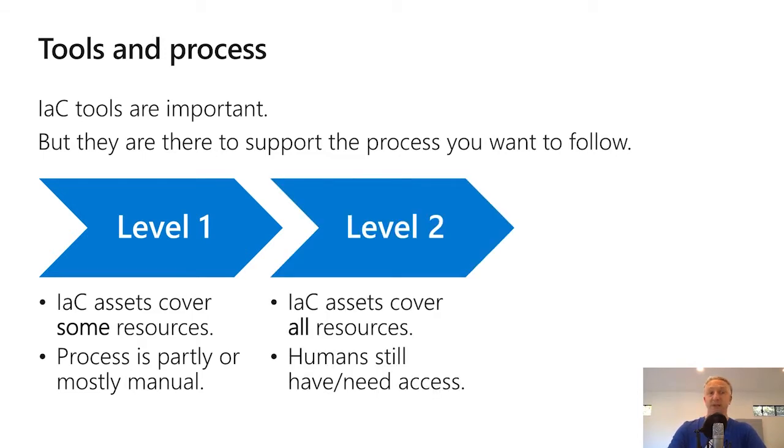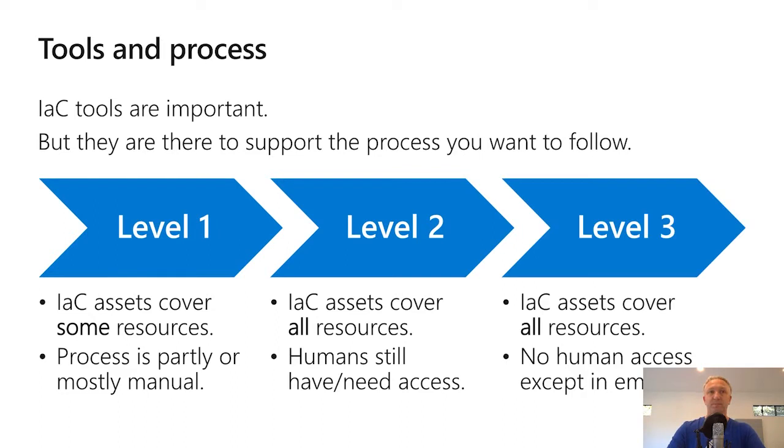Level 2 that we typically see is IaC assets are all created programmatically, but humans still have a need to access those environments, particularly a production environment. You'd see that many people would have read-write access to that environment because a lot of the supporting operational activities themselves aren't automated and are very much manual. The third level of maturity that we see is, like level 2, all IaC assets are automated, but there is no human access to an environment except in a dire emergency.